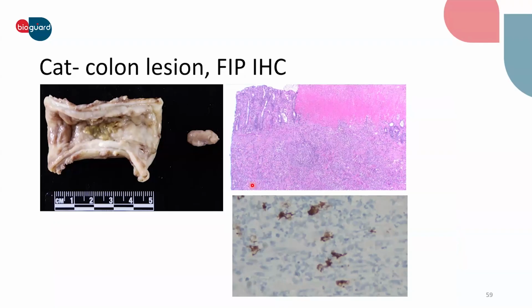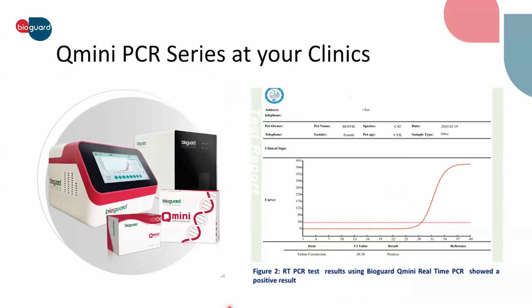And this is an intestinal mass in a cat, and the histological results indicate pyogranulomatous enteritis in the intestine here. And then IHC for feline infectious peritonitis virus was performed. We can see the positive signals in the lesions. So the final diagnosis is FIP-associated enteritis.